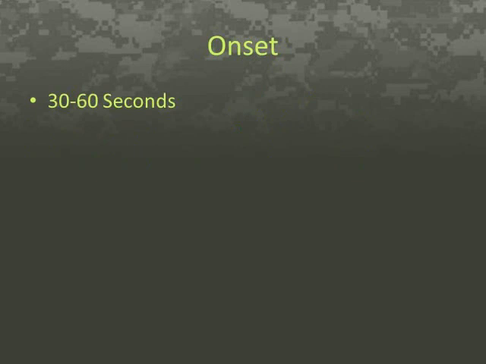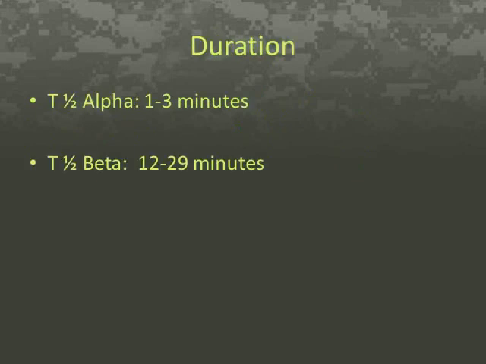Onset of action is 30 to 60 seconds. Peak effect is 1 minute. The T-half alpha of Etomidate is 1 to 3 minutes. So that is how long it takes half of the drug to redistribute throughout the body. So in essence, the longer it takes, the less lipid soluble the drug is. The T-half beta is the elimination half-life, and for Etomidate, it is 12 to 29 minutes. This means that it is how long it takes half of the drug to be eliminated from the body.